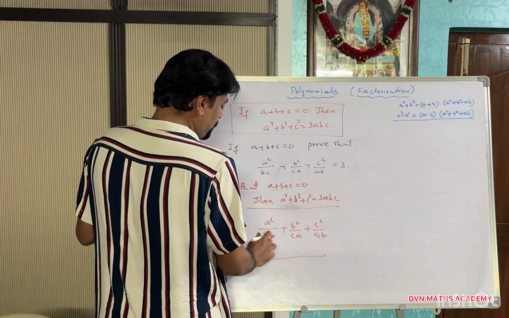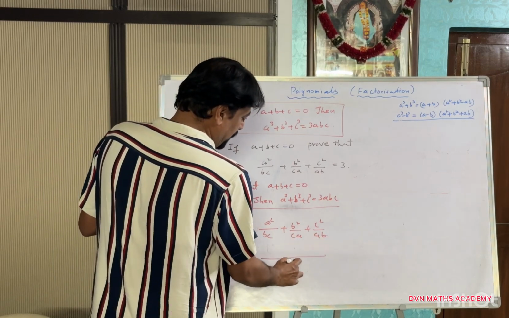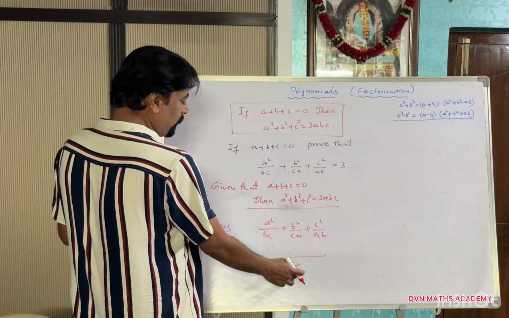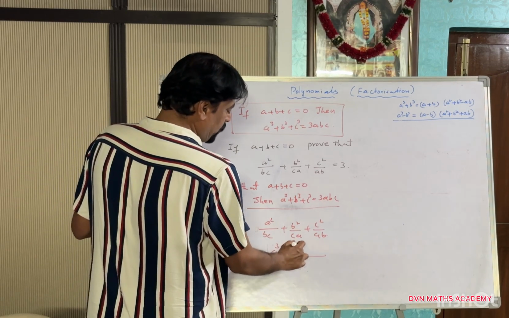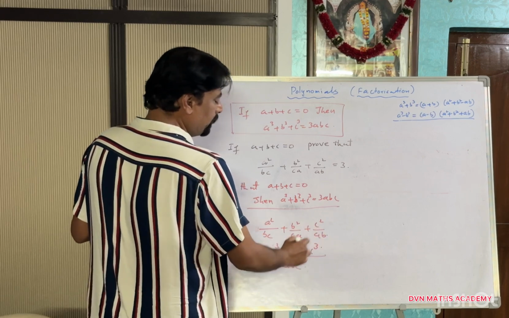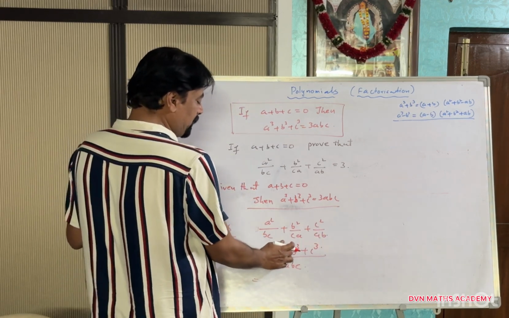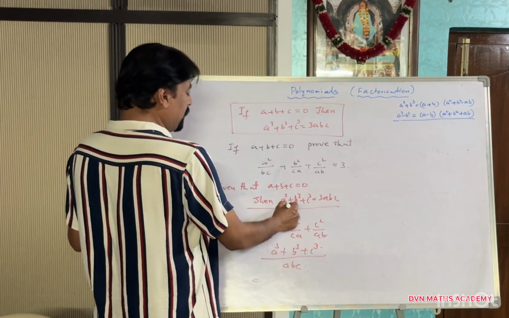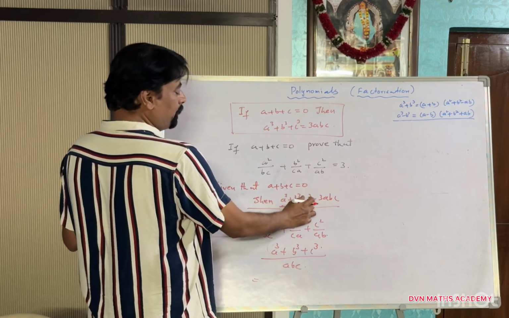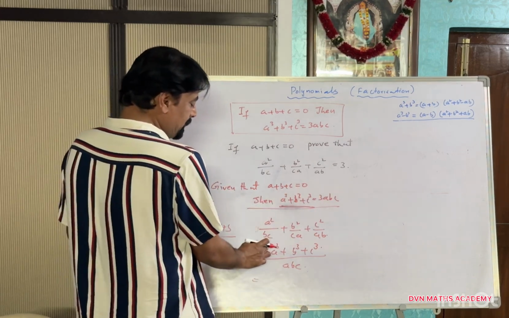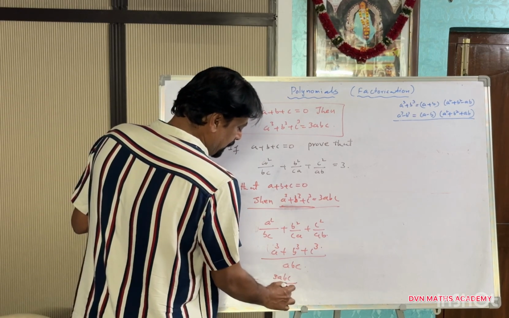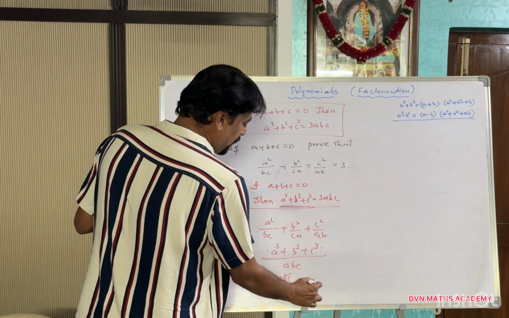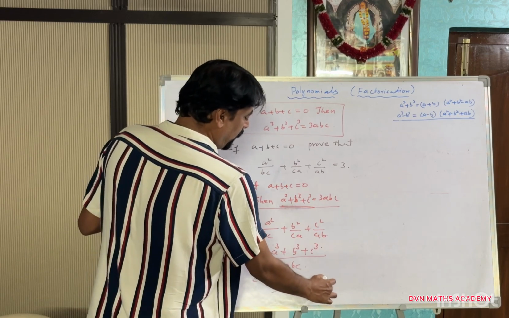Now the LCM is ABC. You know that A, BC is there, you want to multiply with A. This becomes A cube, this becomes B cube and this becomes C cube. Now what I got is A cube plus B cube plus C cube in the numerator. Then you know that A cube plus B cube plus C cube is equal to 3ABC. Just substitute here 3ABC by ABC. Then these two will be cancelled and you will get 3, that is the RHS.